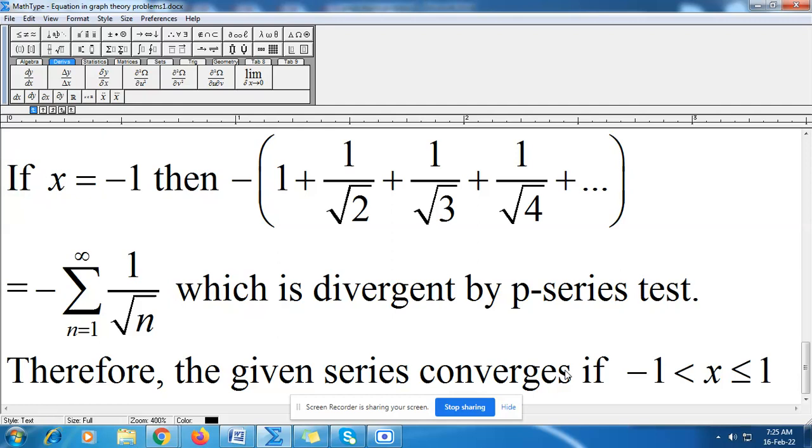Therefore, the given series converges if minus 1 is less than x less than or equal to 1. This is the interval of convergence.